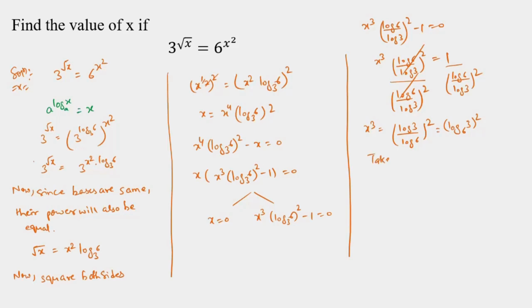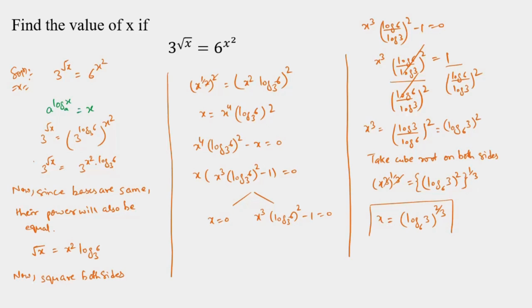Now take cube root on both sides. We get x cube raised to power 1 by 3 equals log 3 base 6 raised to power 2 whole raised to power 1 by 3. So this will get cancelled out and we get x equals log 3 base 6 raised to power 2 by 3. So we have two values of x.